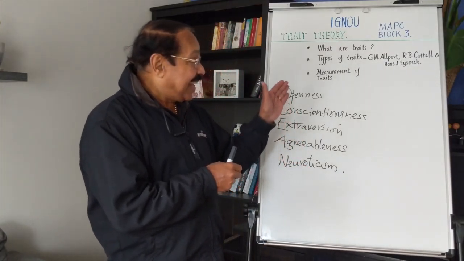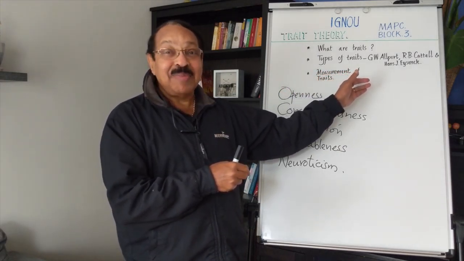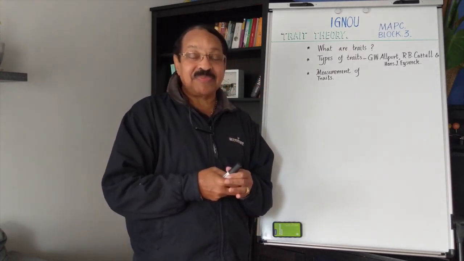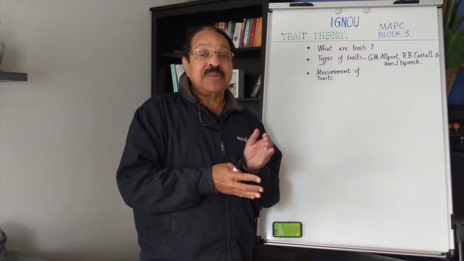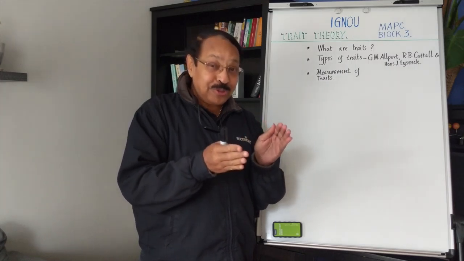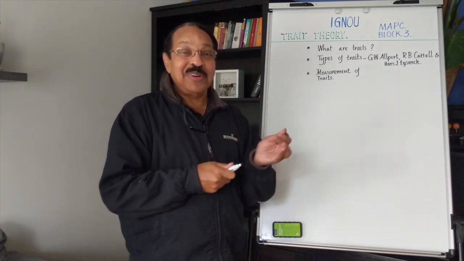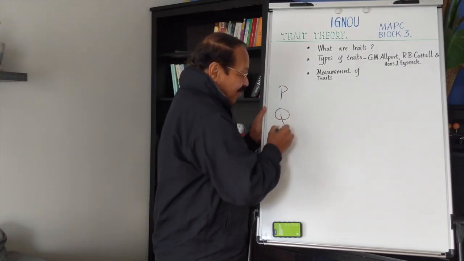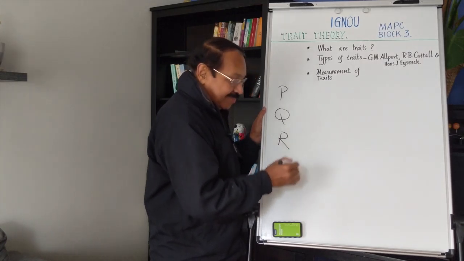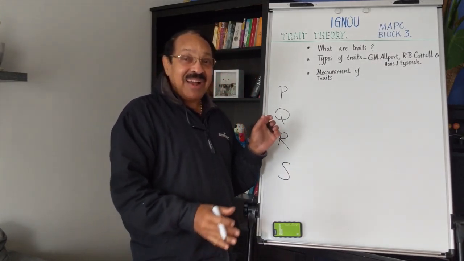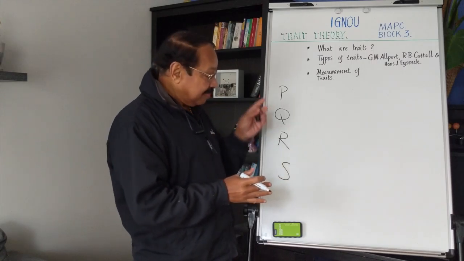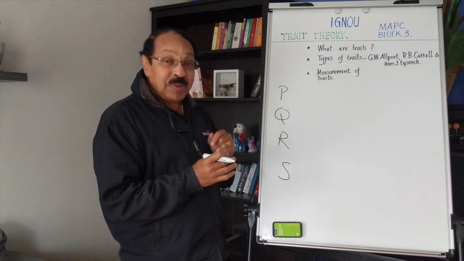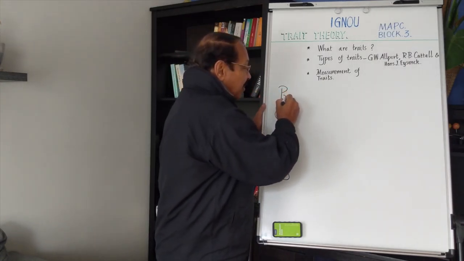Okay, let us go to the 3rd point we have to discuss. Measurement of personality. For the measurement of personality, for you to remember easily, we will put it in an abbreviated form. PQRS. We have psychological tests that can be classified into these 4. This P is called projective techniques.